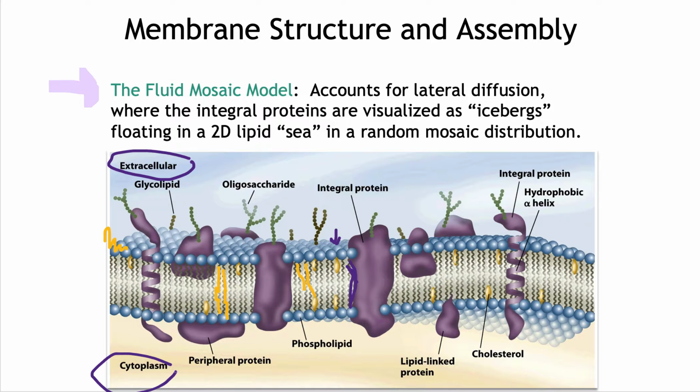They form a mosaic that is fluid, and the reason we say that it's fluid is because most of the interactions of the proteins with the lipid bilayer are non-covalent. So the different lipids and the different proteins are really free to move laterally in the plane of the membrane, right? They're really just going to be restricted by other proteins that are present on the membrane.